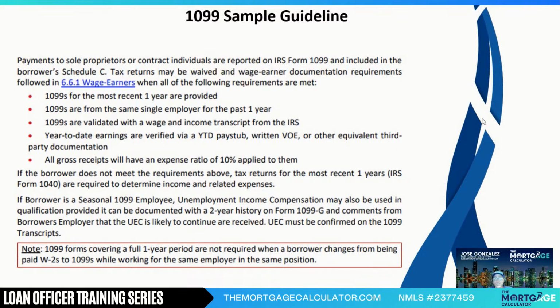Now, this is really important to note that the 1099 borrower hopefully will have a Schedule C, because if they're incorporated or anything like that, it's not going to go under Schedule C. Now, you do not have to turn in tax returns for this program. Keep that in mind. As long as for this particular guideline, you provide 1099s for the most recent 1 year. And in this particular option, it says 1099s are from the same single employer for the past 1 year.